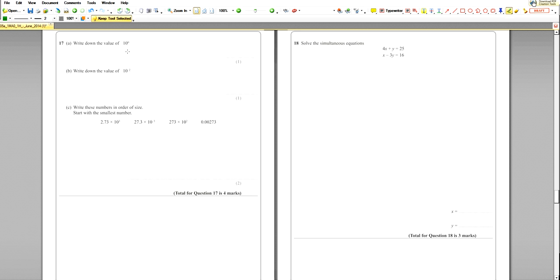Right, it says write down the value of 10 to the power of 0. Any number to the power of 0 gives us an answer of 1. Okay, 10 to the power of minus 2. What does the minus mean?